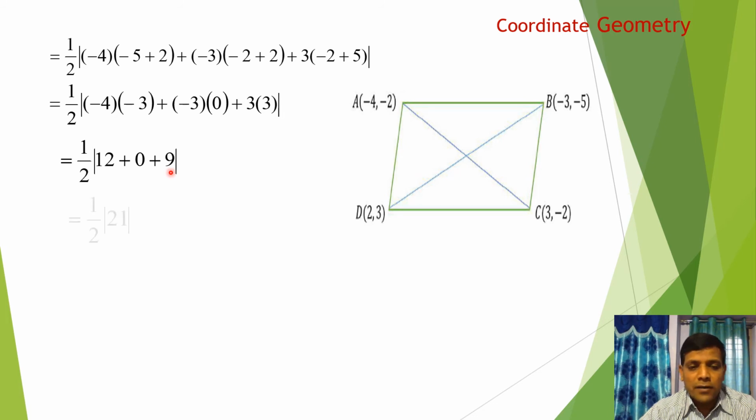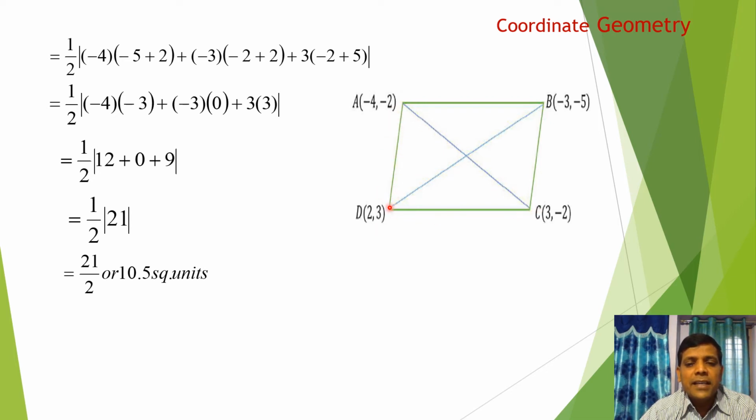Half into 21. Half into 21 written as 21 by 2. So 21 by 2 means 10 and half, 10.5 square units. This is the area of triangle ABC. And what is the remaining part? Area of triangle ACD or area of triangle ADB. Sorry, ADC. ACD or ADC. So let us find the area of triangle ADC or ACD.